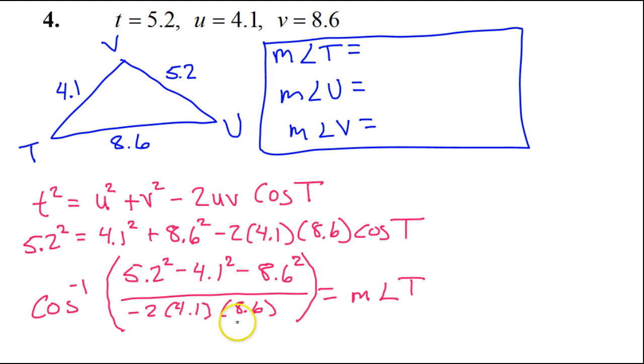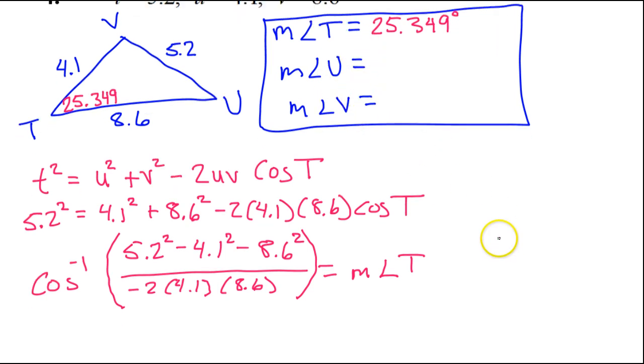So go ahead and put this entire expression in your calculator all at once. So I am getting 25.349 degrees. Now let's do the exact same thing to find the measure of angle U.